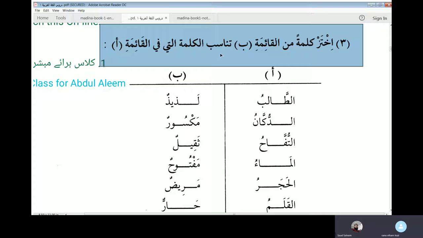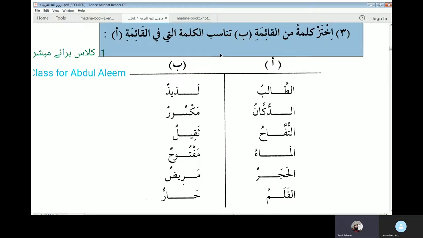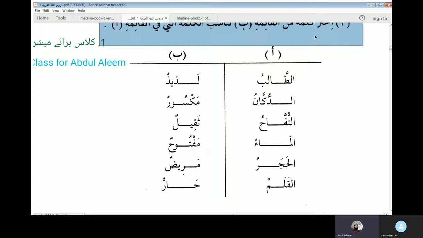Al-Kalima, okay, which is a word. Allati. Allati mean which? Which, okay. Allati, which fee, which fee mean in. In the column. Yes, in the column, alif. Okay, so basically, he's asking us to choose a word from the column B which is related to the word in column alif. Just match the column.